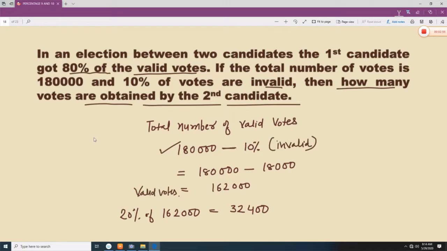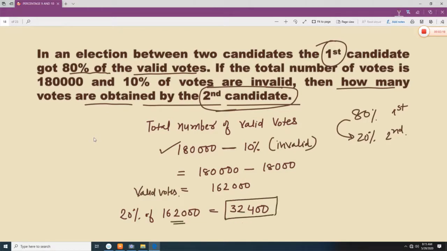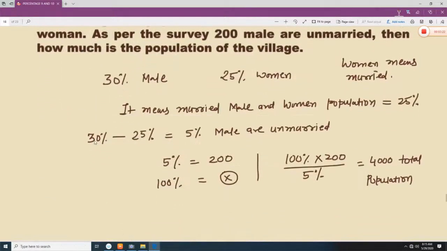Now from the valid votes, 80% is obtained by the first candidate, and here they are saying find out how much votes is got by the second candidate. So 80% is obtained by the first candidate, it means 20% vote will be obtained by the second candidate. So 20% of this value is going to come 32,400 votes obtained by the second candidate.